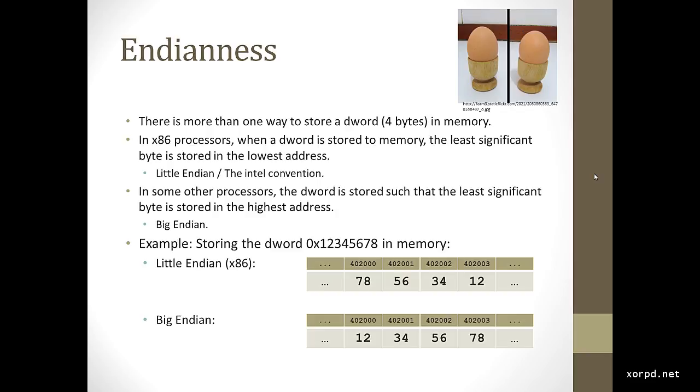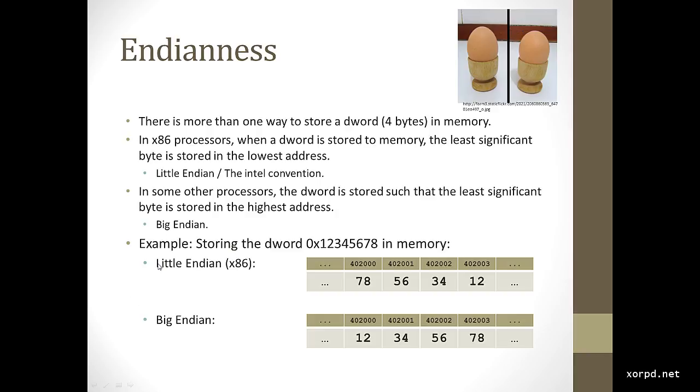This is called the little endian or the Intel convention. In some other processors, the D word is stored such that the least significant byte is stored in the highest address. This is called the big endian convention. Let's look at an example of storing the D word 1, 2, 3, 4, 5, 6, 7, 8 in memory. I chose this D word because it is easier to see what happens.